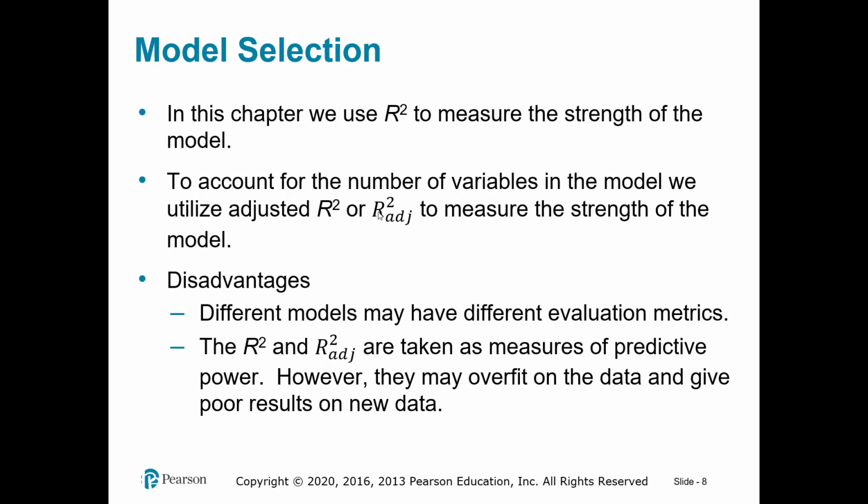The idea is, if we have too much junk in the model, things like what people had for breakfast, when it's not relevant, it's liable to what we call overfit the model and give poor predictive performance.